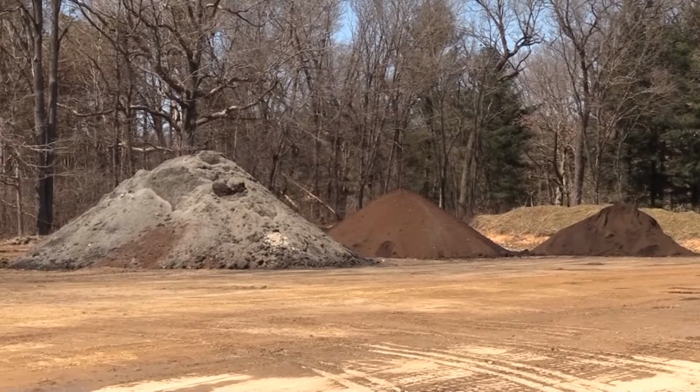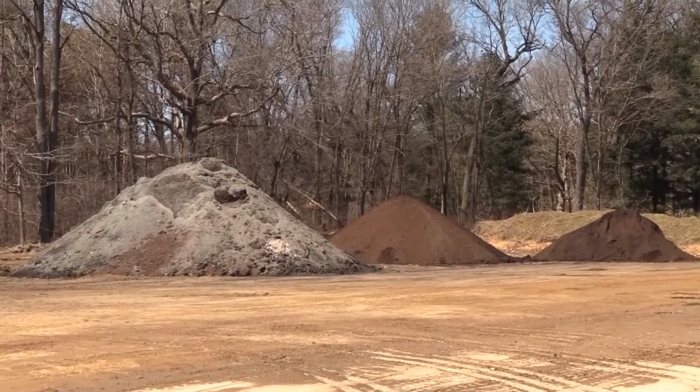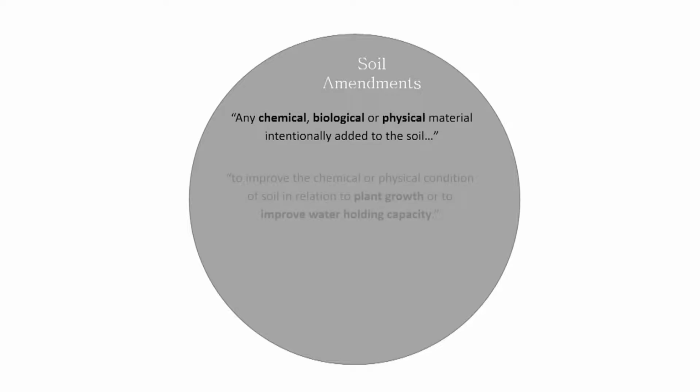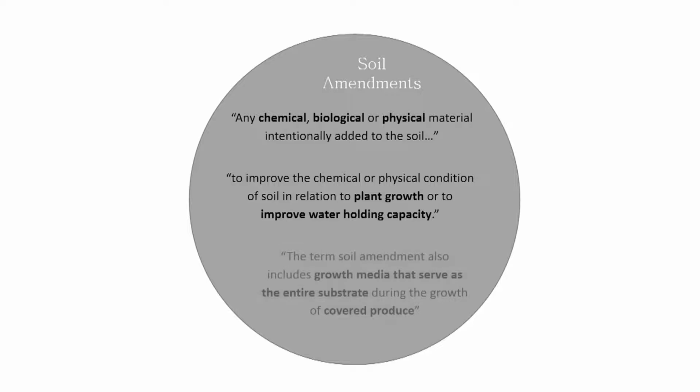So what is a biological soil amendment of animal origin anyway? First, let's define soil amendment. The FSMA produce rule defines soil amendments as any chemical, biological, or physical material intentionally added to the soil to improve the chemical or physical condition of soil in relation to plant growth or to improve water holding capacity. The term soil amendment also includes growing media that serve as the entire substrate during the growth of produce covered under the rule.